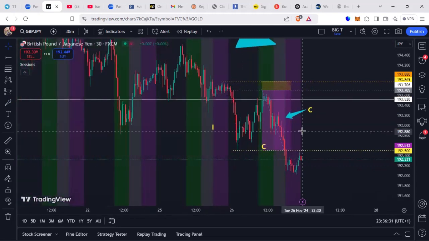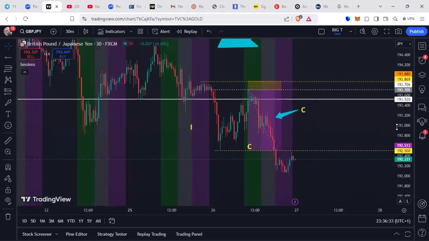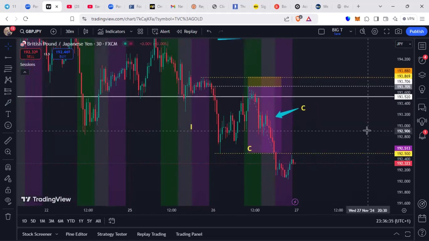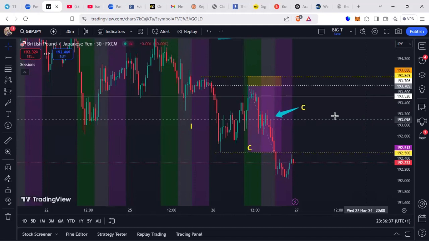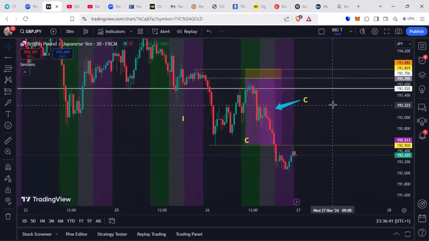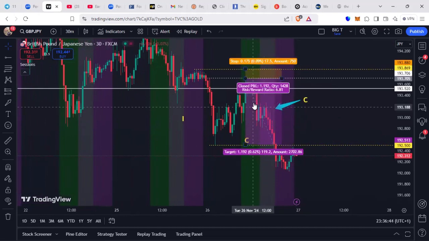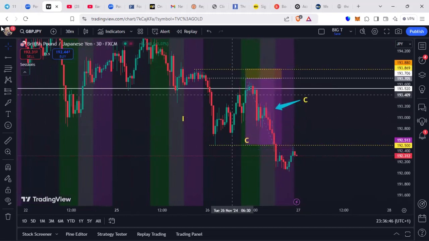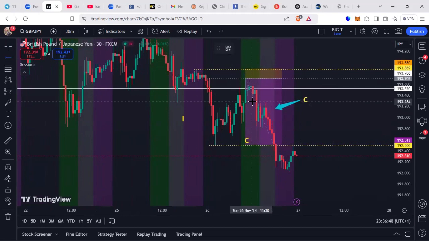Indication, continuation, correction. Now for the next trade, I'm taking on GBPJPY. How do we get our entry? Of course, the market is bearish from a higher time frame. Now, in terms of entries, same thing again. Where did all of this sale start from, and where did it end? This one has started from here. Good. Let's make these lines.